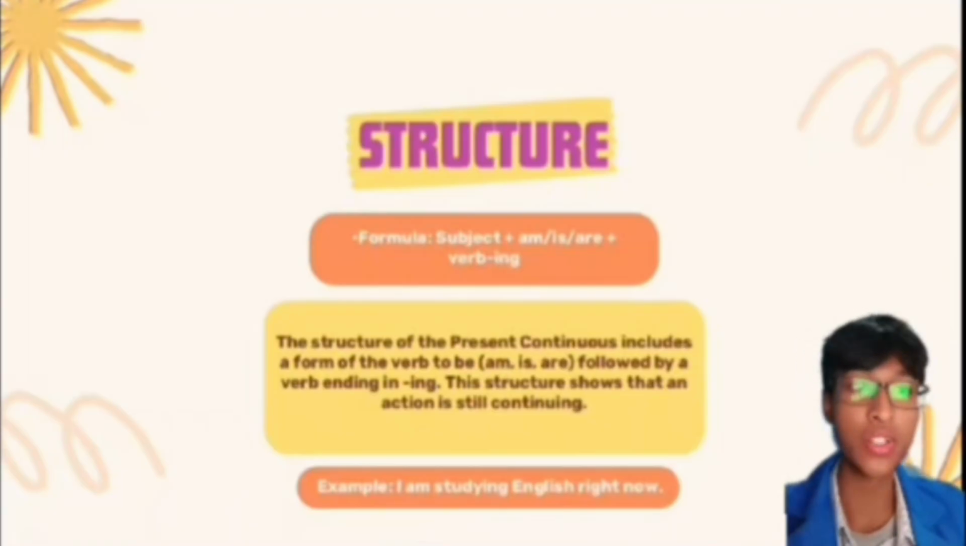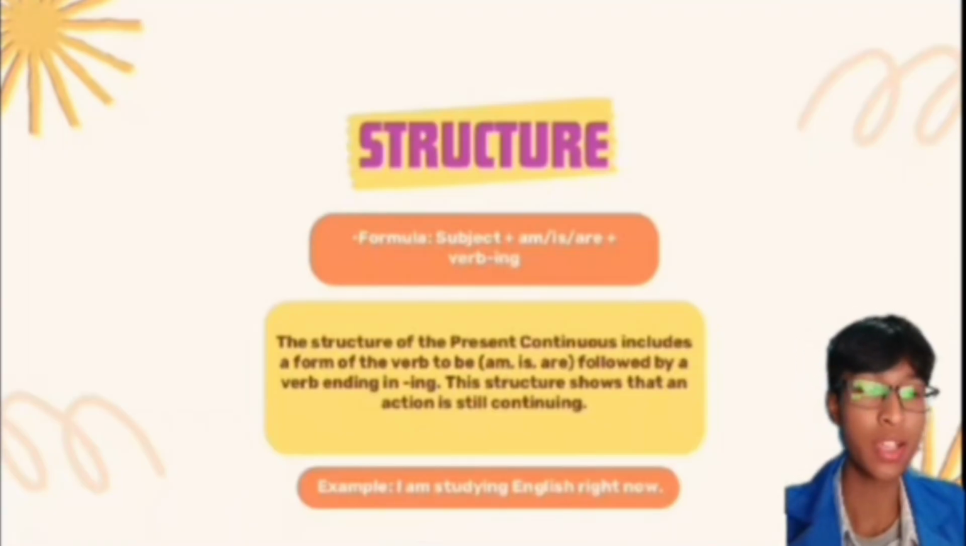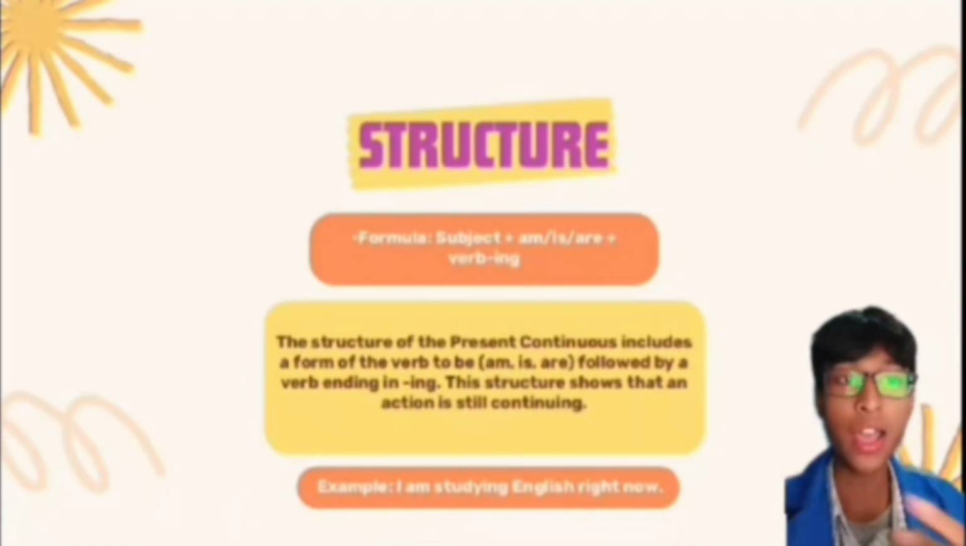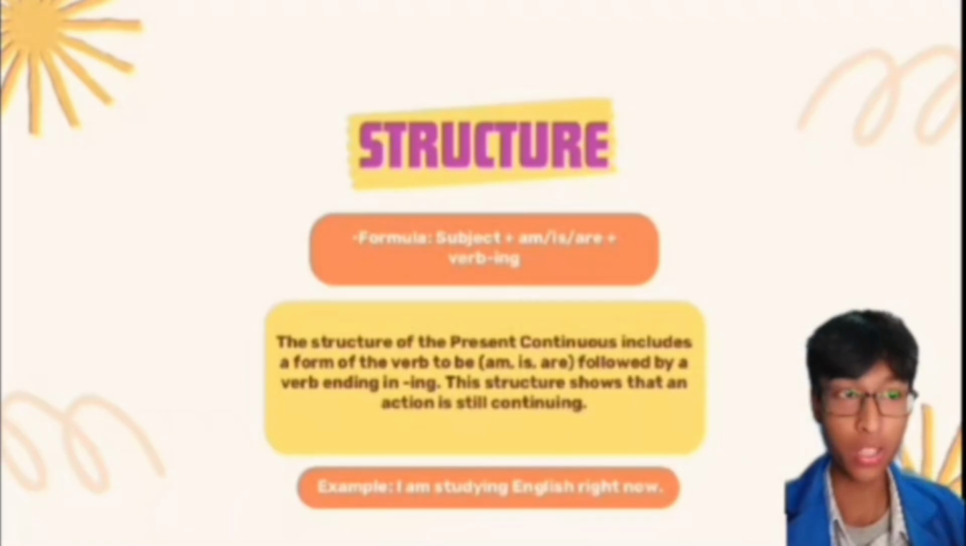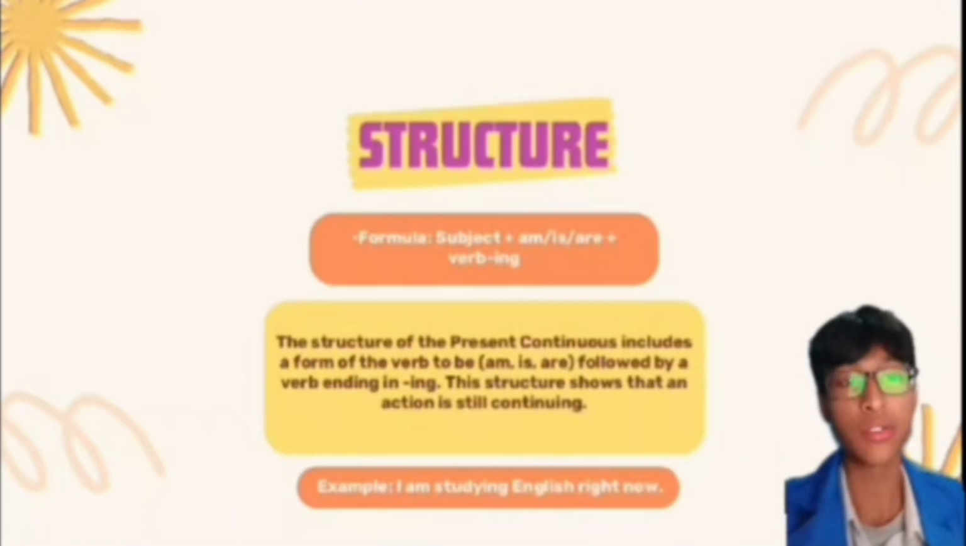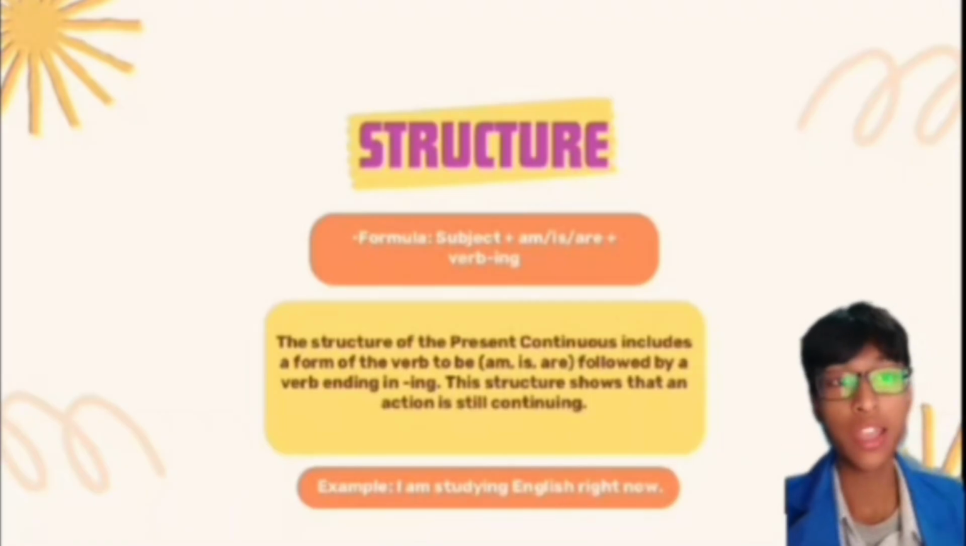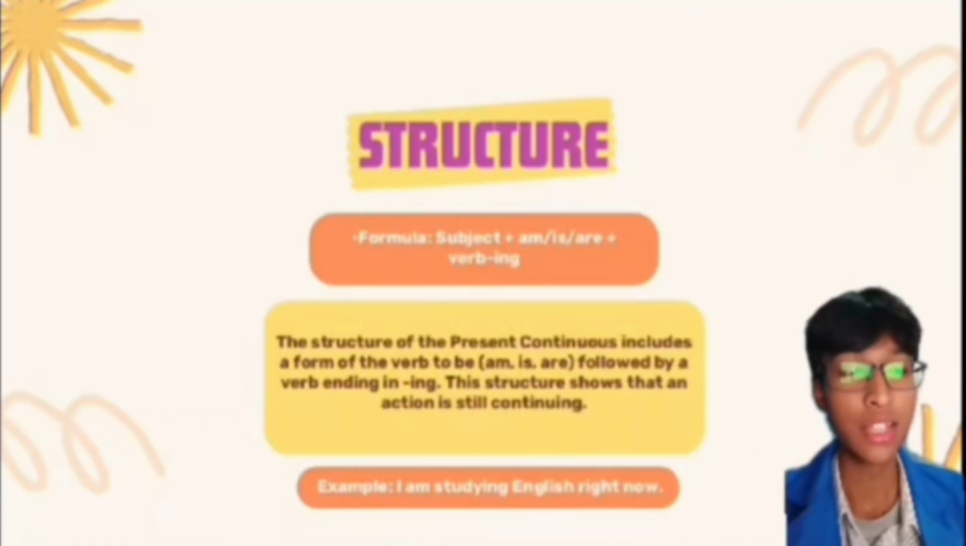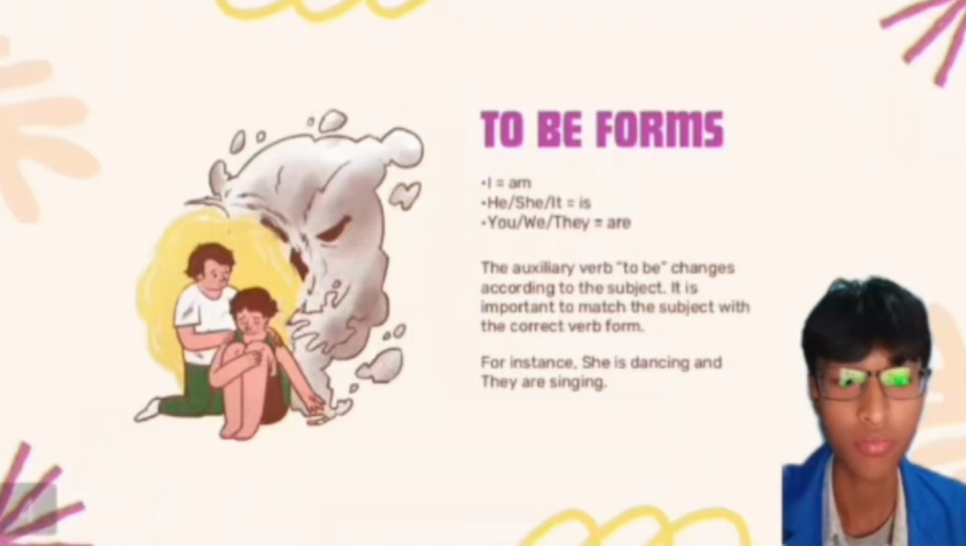The formula is very simple: subject plus am, is, or are, and then a verb with ing. So we say, I am eating, she is working, they are studying. The ing ending shows that the action is still happening.